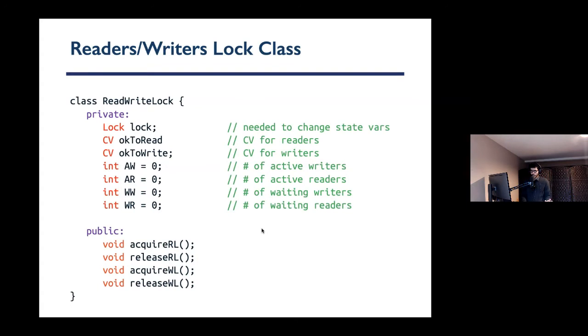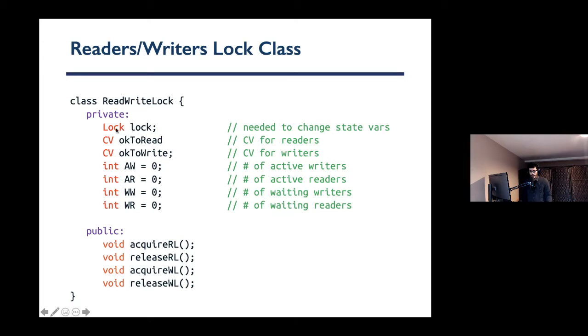So here's the implementation. Here's what we will have. We're implementing this reader-writer lock. It has one monitor. This monitor has a lock and 2 condition variables.